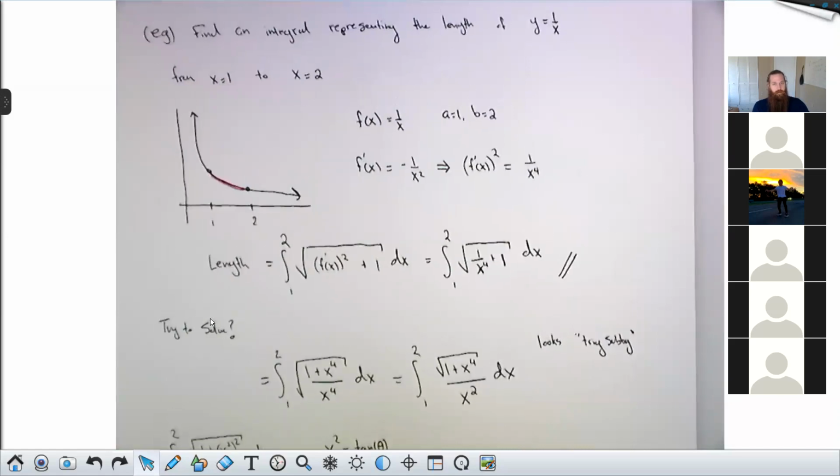The reason I said find an integral representing the arc length rather than find the length is because you can't solve this integral. As relatively innocent looking as this integral is, there's no closed-form antiderivative for this function. You're not going to be able to use FTC2 to evaluate this in the way that we normally would, where you find an antiderivative and then plug in the bounds, because there's no nice antiderivative here. Just like sine x over x has no nice antiderivative. We only saw that integral when we did it as a series.